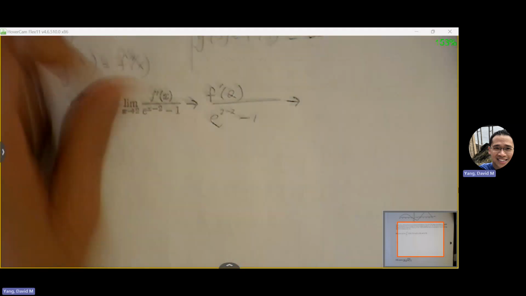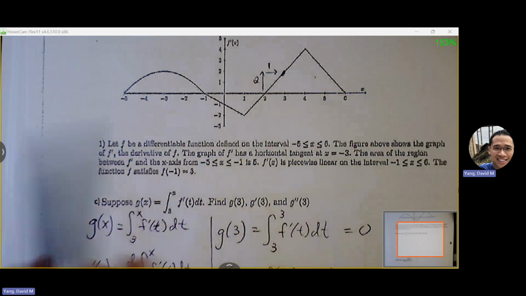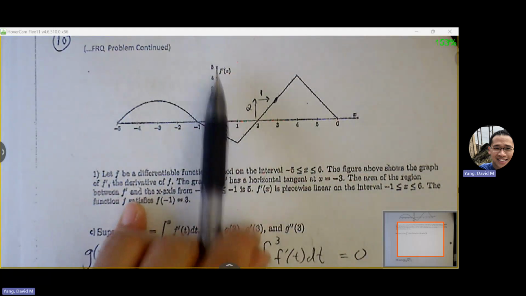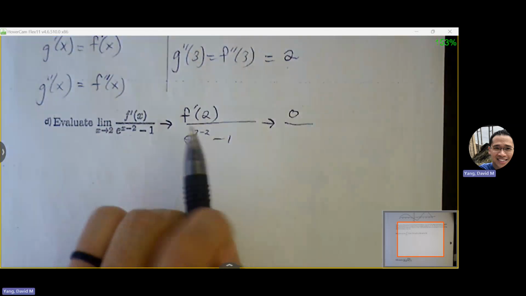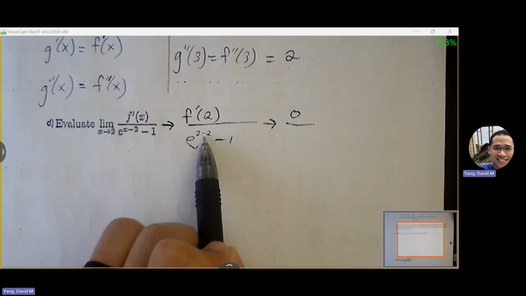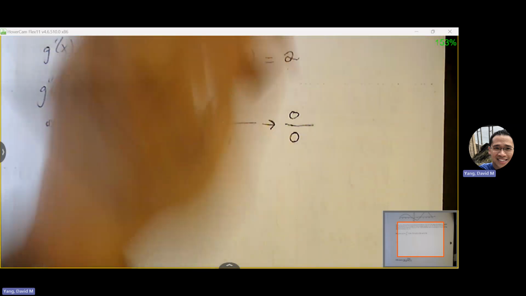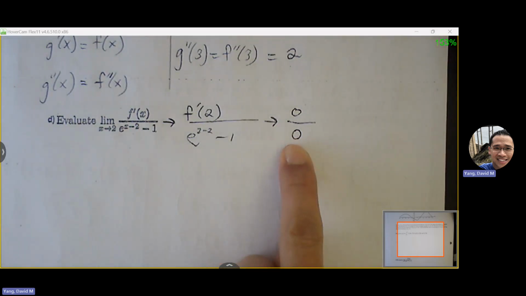So f prime of 2, we look at our graph. This is the f prime graph. So f prime of 2 is 0. So we get 0 up top. And the denominator is e to the 2 minus 2, which is e to the 0. E to the 0 is 1. 1 minus 1 is 0. So this gives us the green light to do L'Hopital's rule.